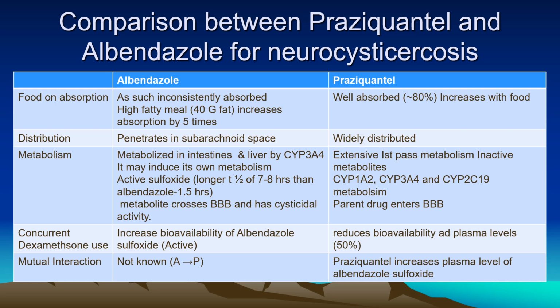Concurrent dexamethasone use is invariably required to reduce the inflammatory reaction of the dying larvae, and when it is used, dexamethasone increases bioavailability of albendazole sulfoxide, whereas it reduces bioavailability of praziquantel. There could be a mutual interaction between praziquantel and albendazole. That is, praziquantel increases plasma level of albendazole sulfoxide. Therefore, these two can also be combined.